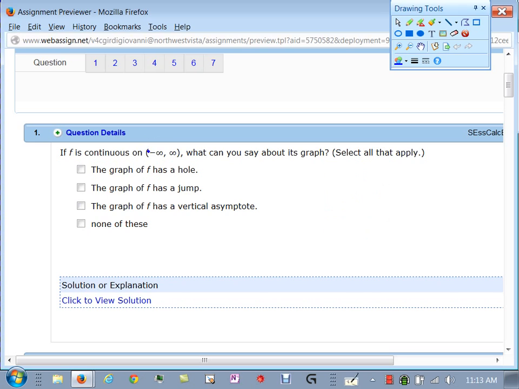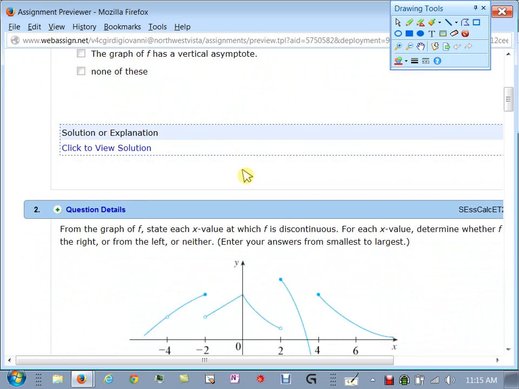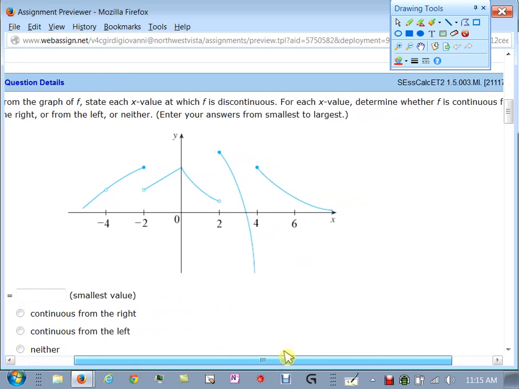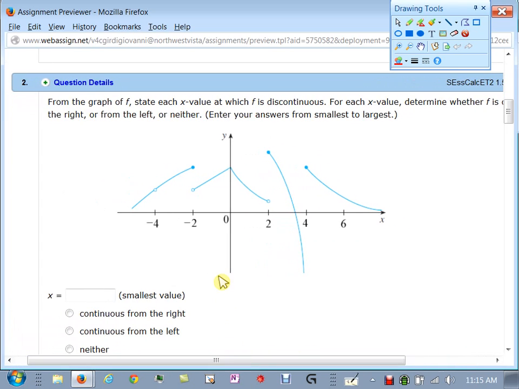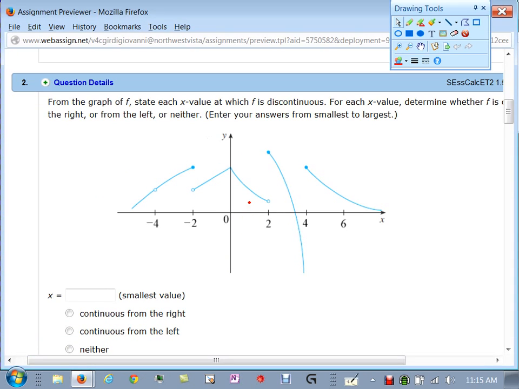All right, next thing. From this graph, state each x value at which f is discontinuous. For each x value, determine whether f is continuous from the right, from the left, or from neither. All right, so let's take a look at this graph here.